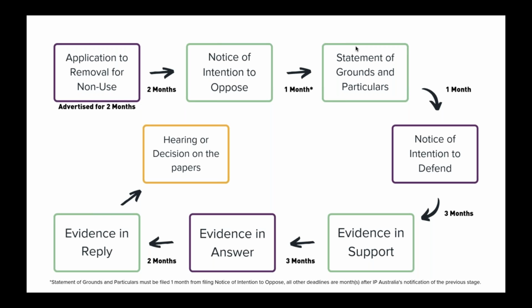What the removal opponent needs to file for the opposition is shown by the green boxes, and what the removal applicant needs to file is shown by the purple boxes. The deadlines are normally calculated from the date that you receive notification of the previous stage, with the exception of the statement of grounds and particulars. The removal opponent will need to file the statement of grounds and particulars within 1 month of filing the notice of intention to oppose, and not wait for IP Australia to acknowledge the receipt of it and send a copy to the applicant. Amanda will now take you through a closer look at the evidence stages during an opposition proceeding.